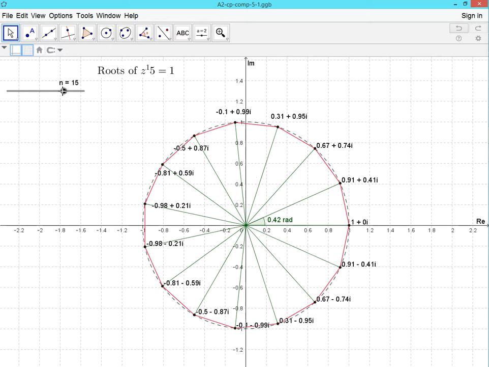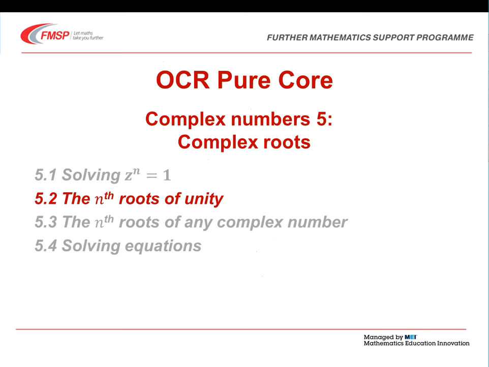Note that the angles between the roots will decrease, but the modulus of those roots does not change. That always remains 1, and that's why the points lie on the unit circle. In the next video, we will look further at the nth roots of unity.